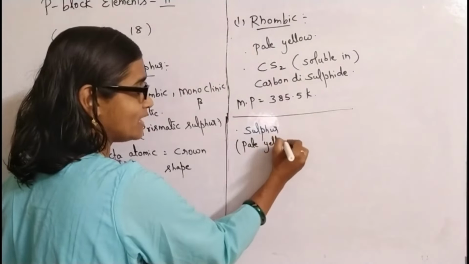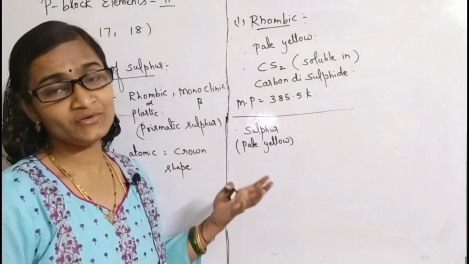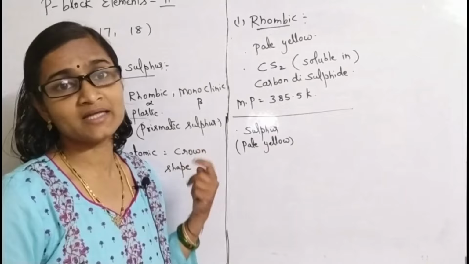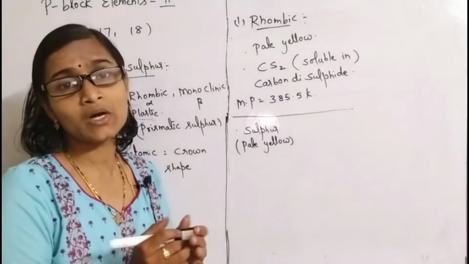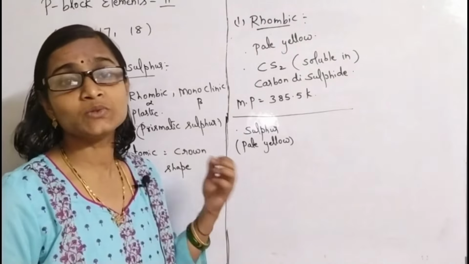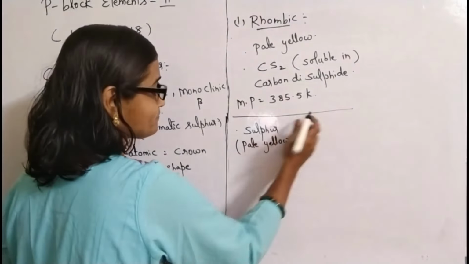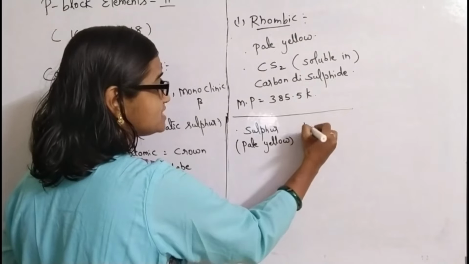Pale yellow colored sulfur looks like Complan Kesar Badam. All of you know about Complan Kesar Badam. How does it look? A pale yellow colored powder, isn't it? In the same way, sulfur powder also looks pale yellow, like Complan Kesar Badam color. Sulfur, pale yellow in color, burns with what?